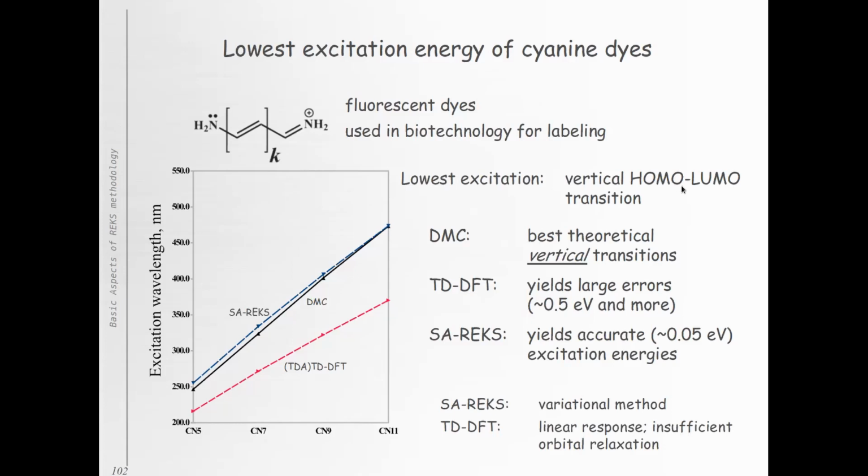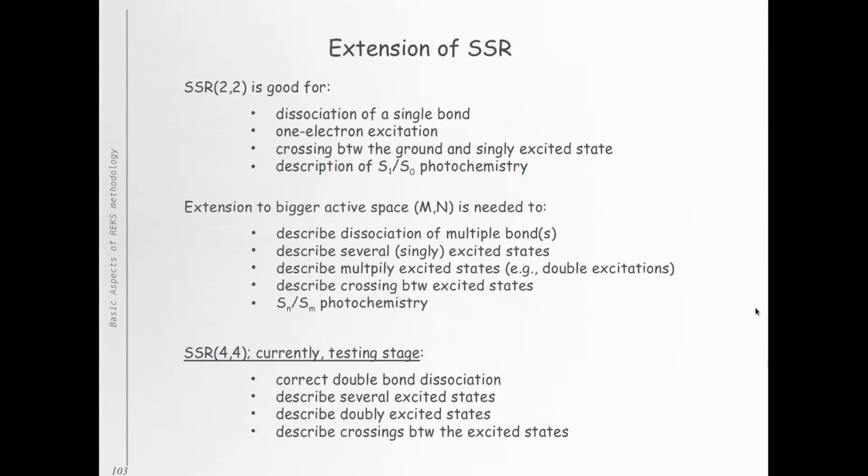Efficient orbital relaxation in the excited electronic state, which is inherent in the linear response TD-DFT. However, state average REKS, because it's a variational method, provides a better description of the orbital relaxation and therefore a better description of the excited state.